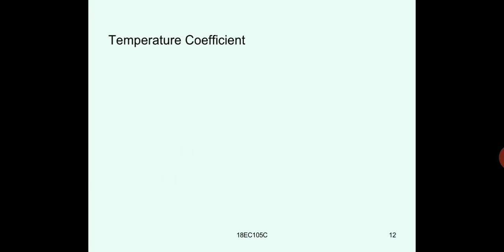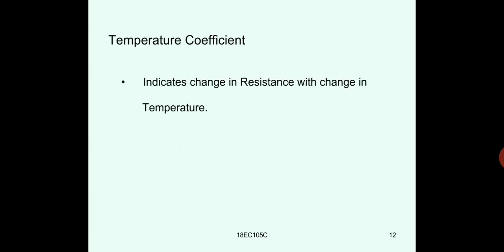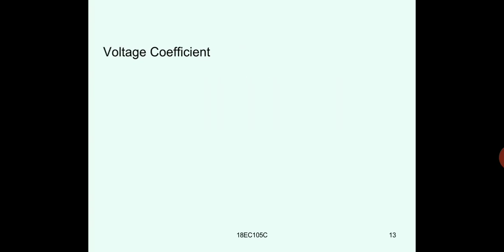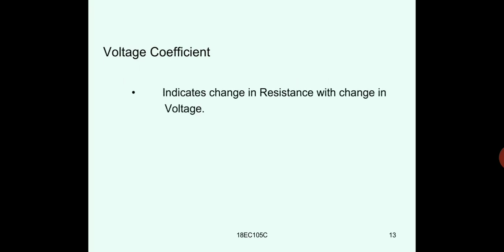Now temperature coefficient. This indicates the change in the resistance with change in the temperature. Now voltage coefficient. This indicates the change in the resistance with change in the applied voltage across the component.